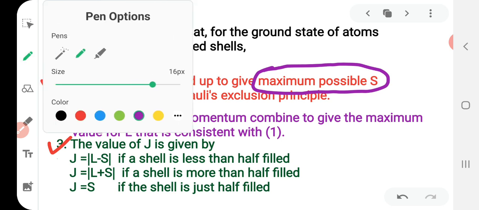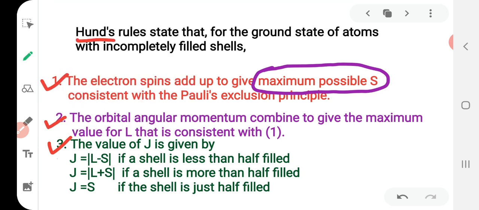Then after satisfying this rule, what is the second step? The orbital angular momentum should be such that the maximum value of L is taken. That is, first we maximize S, next we maximize L. First the spin angular momentum quantum number is maximized, then the electrons are arranged in such a way that the maximum value of L is given. Then after satisfying both these, we have to find the value of the total angular momentum quantum number.